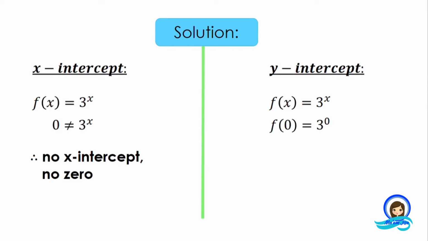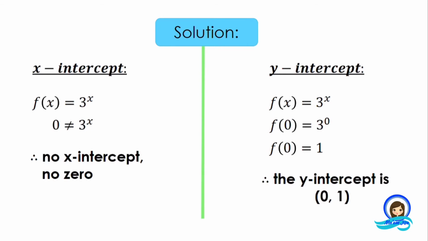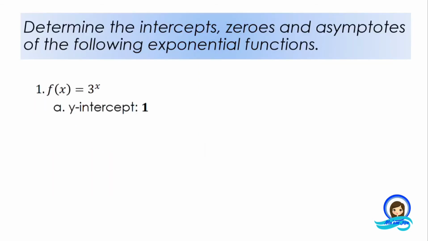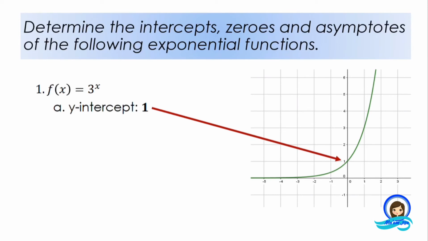For its y-intercept, evaluate the function at 0, replacing all the x's with 0. So 3^0 is equal to 1. Therefore, the y-intercept is 1. Let's compare it with our graph. Indeed, it crosses the y-axis at point 1.